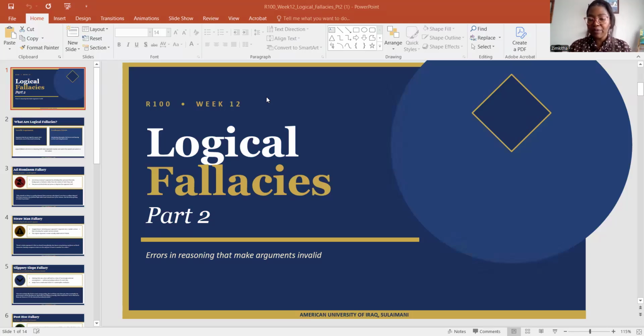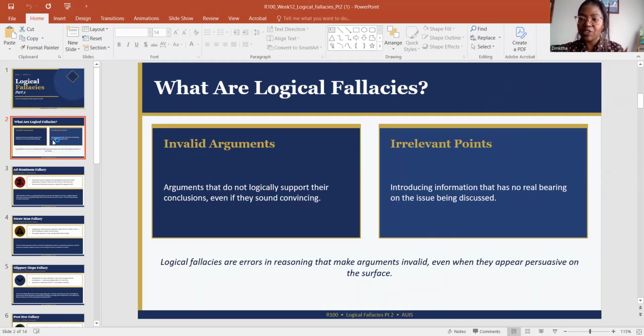In the previous weeks, we looked at the first bunch of logical fallacies. We looked at ad hominem, we looked at straw man, we had false cause. Those are the logical fallacies that we went through. This week, we're looking at four more, and then we are pretty much done. And there is a form that you fill out as you are watching this video, okay?